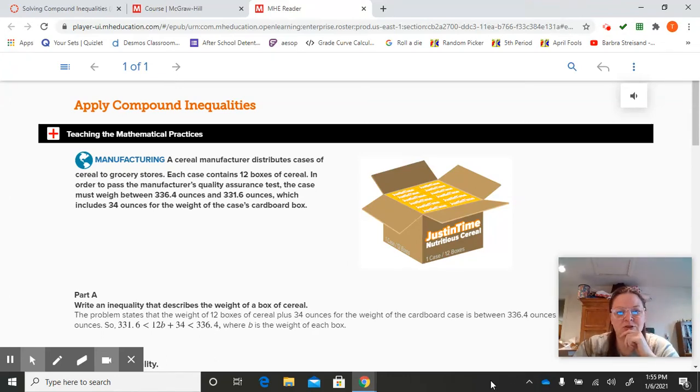A cereal manufacturer distributes cases of cereal to grocery stores. Each case contains 12 boxes of cereal. In order to pass the manufacturer's quality assurance test, the case must weigh between 336.4 ounces and 331.6 ounces, which includes 34 ounces for the weight of the case's cardboard box.